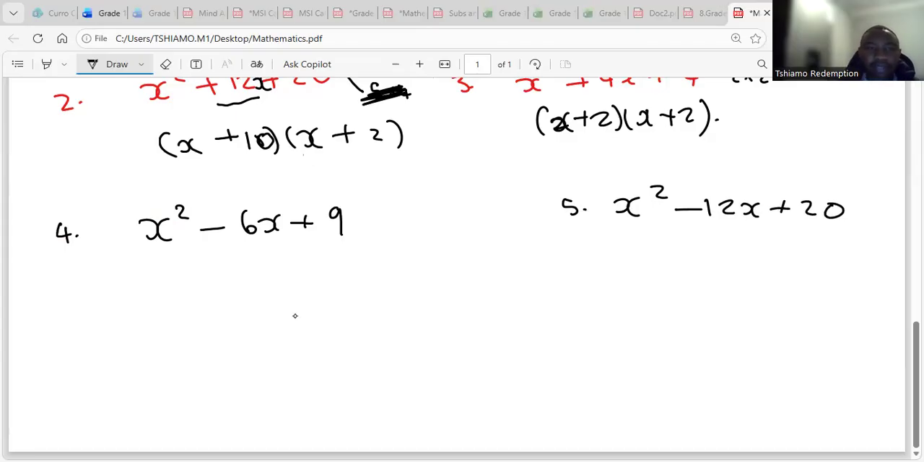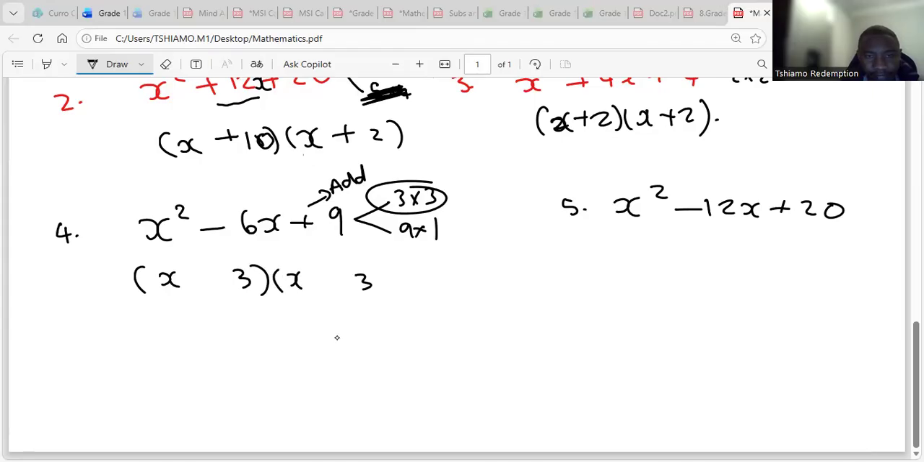Okay, that is the same as what we did. Now I'm going to list all the factors of 9. 3 times 3, 9 times 1. I want the factors of 9 such that if I add them up together, they'll give me a 6, which is 3 plus 3.